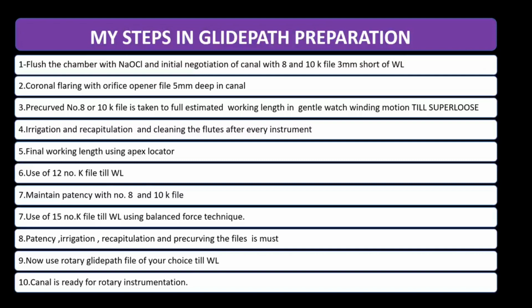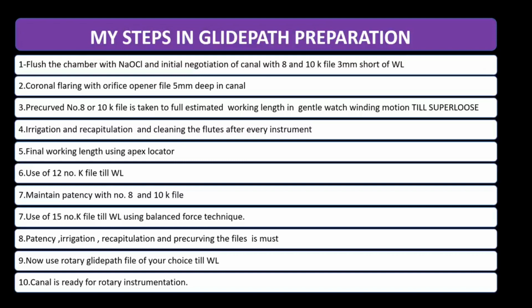Flush the chamber with sodium hypochlorite and begin initial negotiation of the canal with number 8 and 10 K files, 3 mm short of the working length. Coronal flaring with an orifice opener file, 5 mm deep in the canal. A pre-curved number 8 and number 10 K file is taken to the full estimated working length in a gentle watch-winding motion till it becomes super loose. Then irrigation, recapitulation, and cleaning the flutes after every instrument.